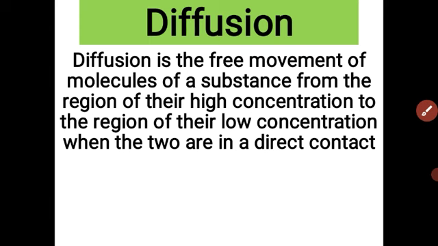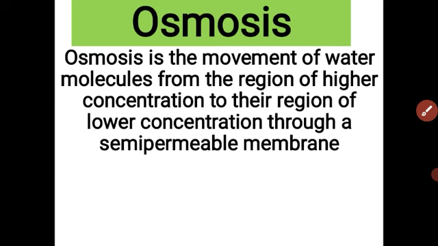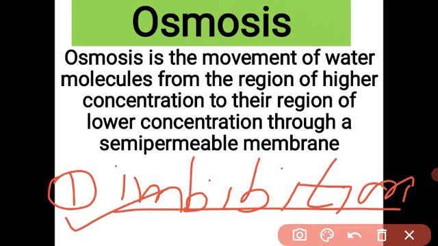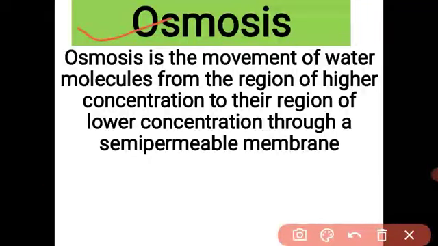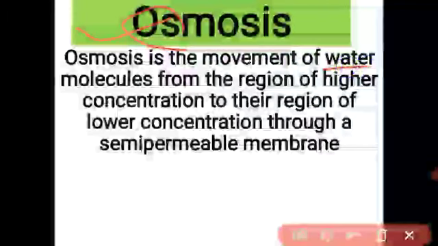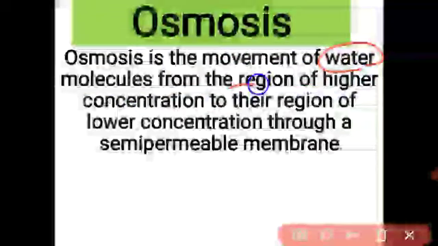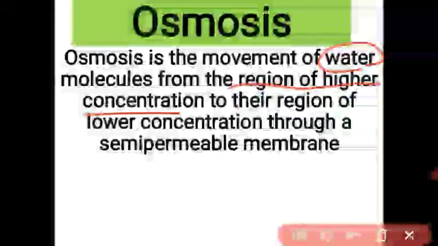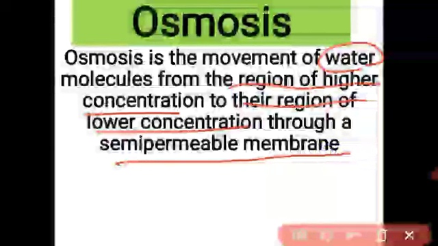Understood, students? Diffusion and imbibition. The next important definition is osmosis. Osmosis is a very important definition. Osmo means water. Osmosis means the movement of only water molecules from the region of high concentration to the region of low concentration through a semi-permeable membrane.